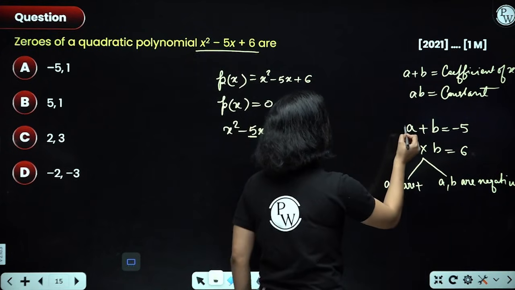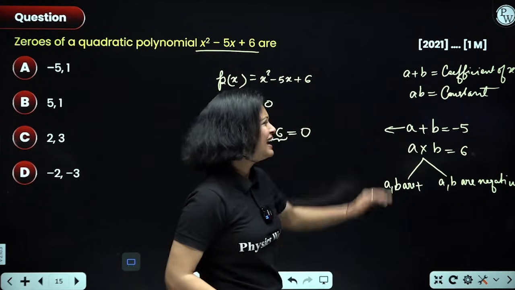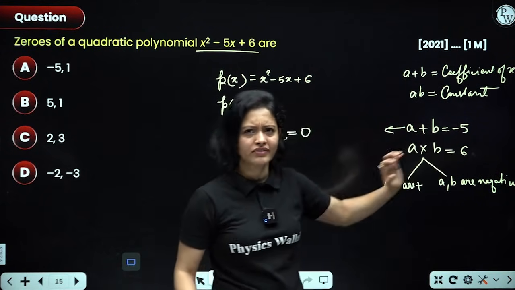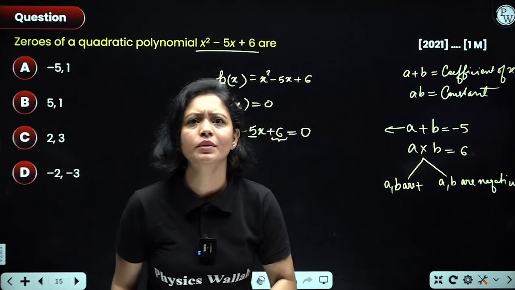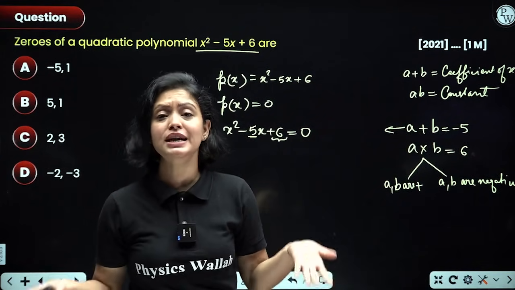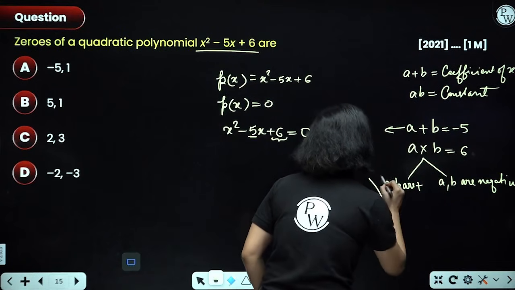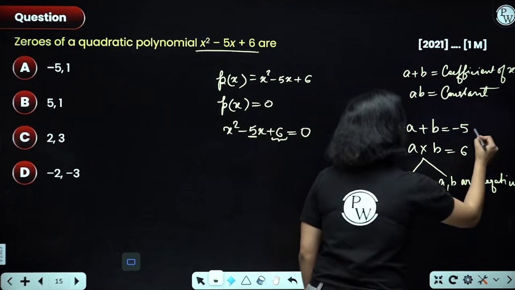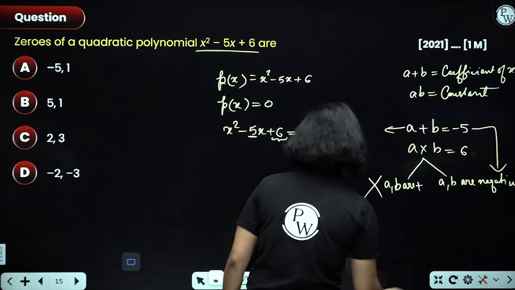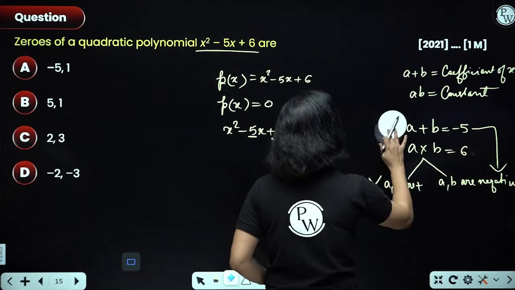Now, from here you can clearly say that if A plus B is equal to negative 5, then obviously A and B both cannot be positive, because if both of these are positive, then the result would be positive, right? So that means this scenario too is cut, right? The only scenario left is A and B are both negative. They are both negative.